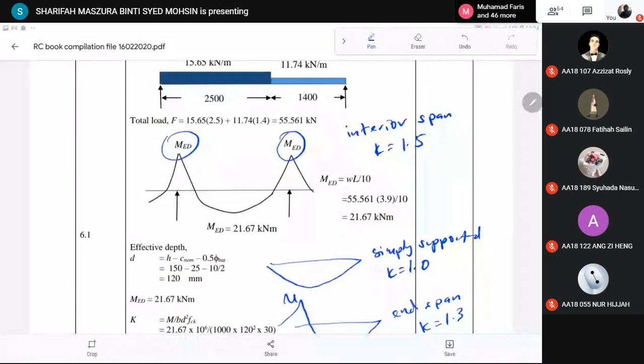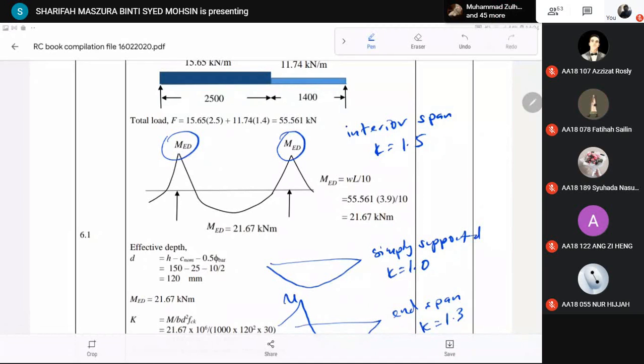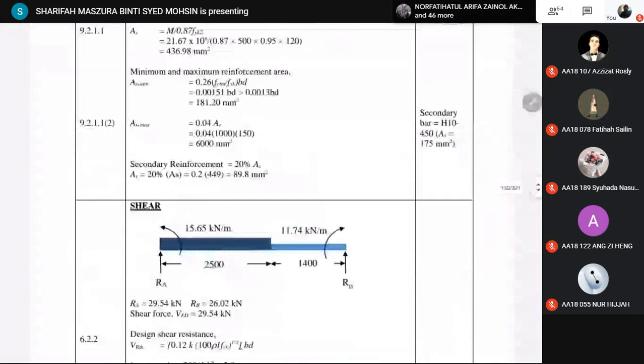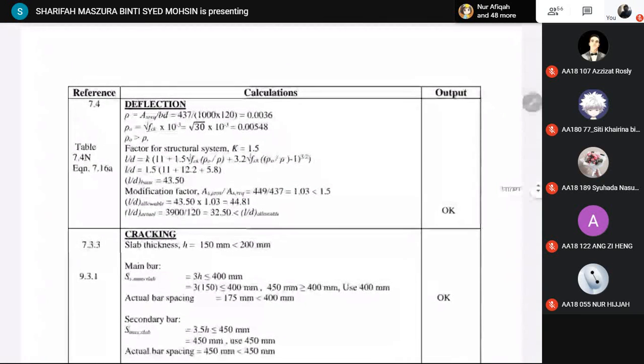So for deflection check, you will have only 3 cases. Either interior span when you have 2 moments at the support. If you only have 1 moment at the support, then this is considered as end span. If there is no moment at the support, then this is a simply supported beam, simply supported staircase. So K is equal to 1.0. So for our case, K is equal to 1.5.